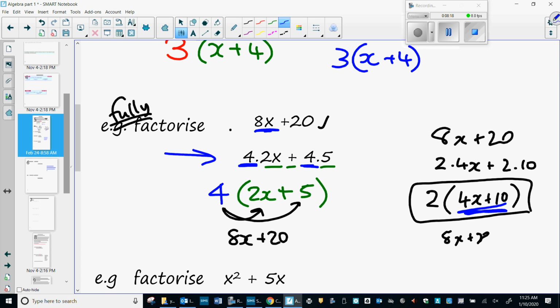Sarah? So it's the most common number that is... It's the biggest common thing. Okay. Okay, it's not always a number, it can be a letter.